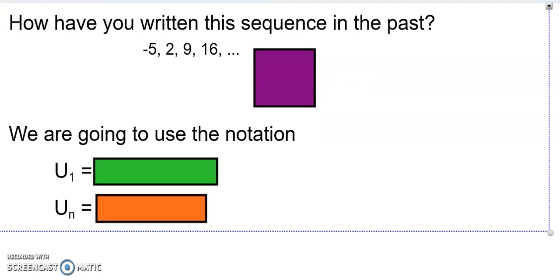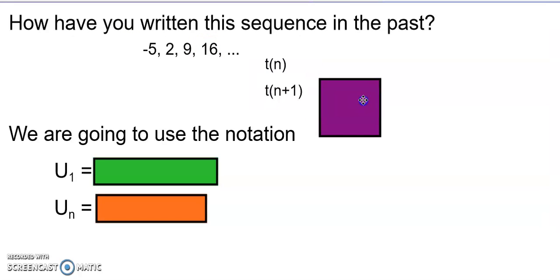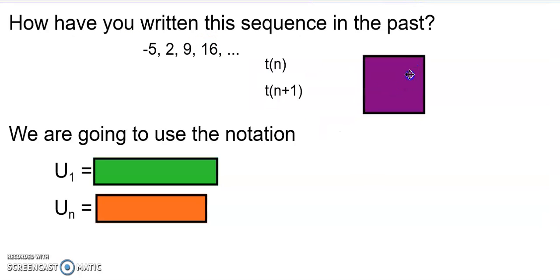So how have we written this in the past? We might have used something like T of n and T of n plus 1. What we're going to do is use different notation. The different notation we're going to use is we're going to call it u sub 1. So instead of calling it T of 1, we're going to call it u sub 1.